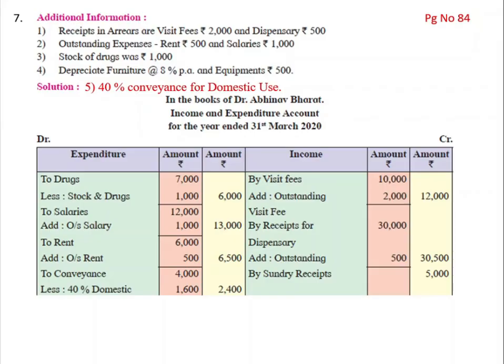Page number 84. Add fifth adjustment. They have given only 4. So add the fifth one: only 40% conveyance for domestic use. Again, I am repeating, 40% conveyance for domestic use. See here, they have given the solution also, so they forgot to type here. So make a correction here.